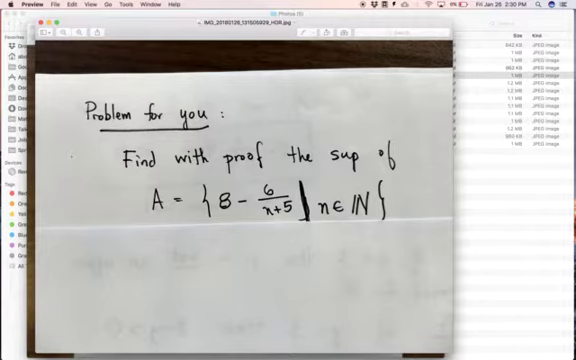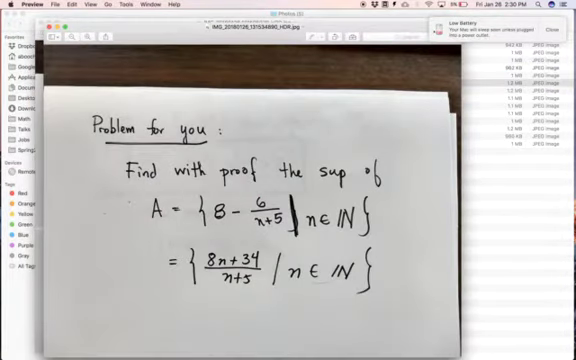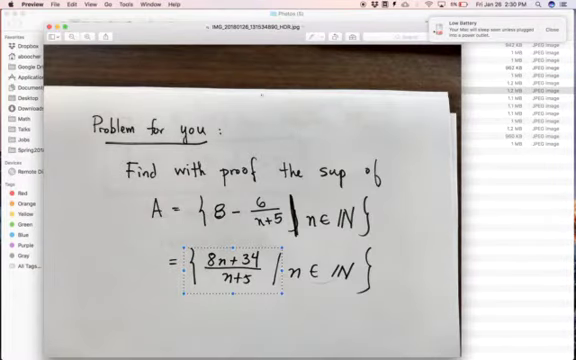This is one of the problems on the homework, which is to find with proof the supremum of this set, where we've just taken 8 and we've subtracted 6 times n plus 5. And one thing I want to point out to you is that I could have not given you such a nice expression. I could have given you something like 8n plus 34 over n plus 5. And if I had done that, one problem you would have had to do would be to go backwards, to take this fraction here and split it up as 8 plus or minus something. This is something you'll get practice with in the remaining parts of the lecture.